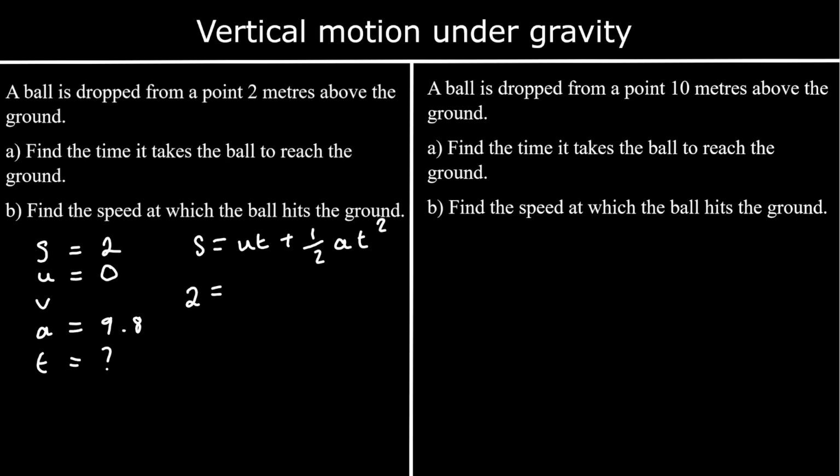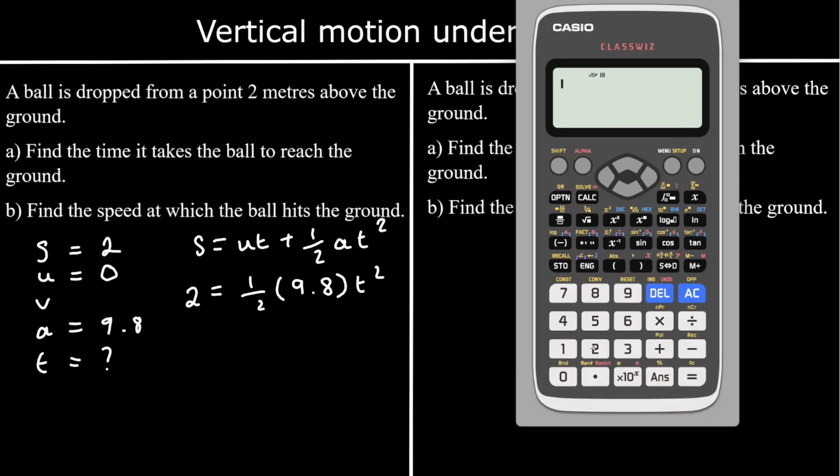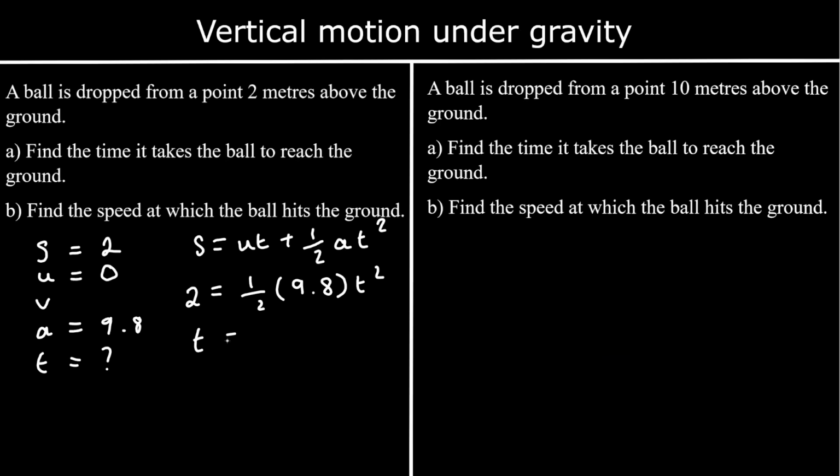So we have 2 equals 0 times T, which is 0, plus half times A T squared. So 2 divided by half of 9.8 will be T squared. 2 divided by half of 9.8 is T squared, so square root the answer, and we get 0.64 to two significant figures. Because we've used a rounded value of G, we're going to give our answer to two significant figures.